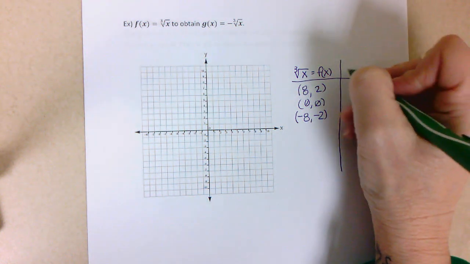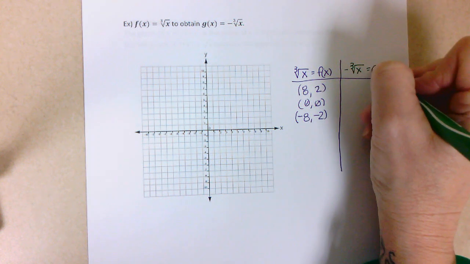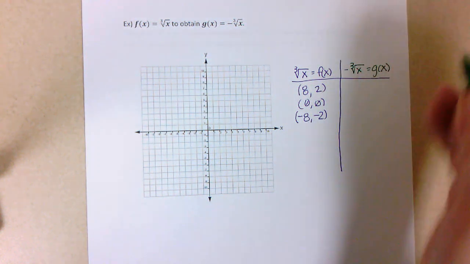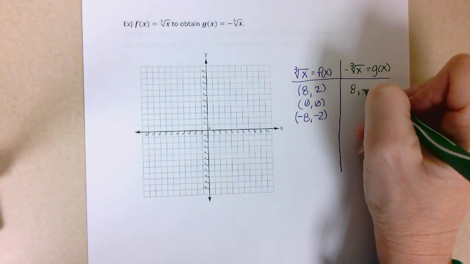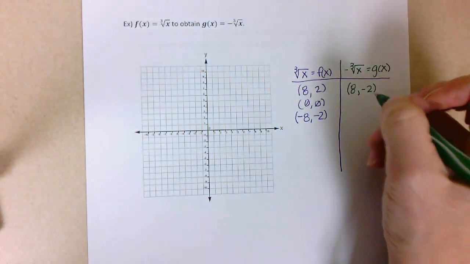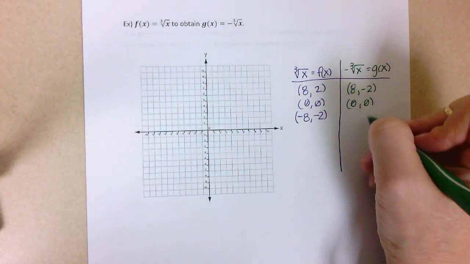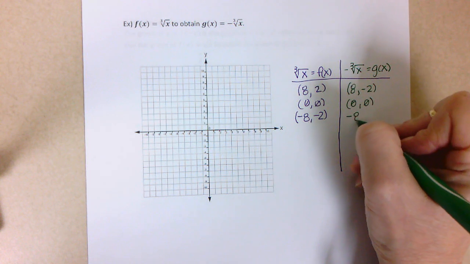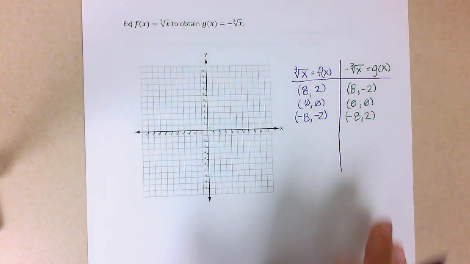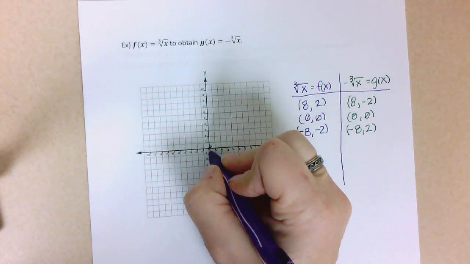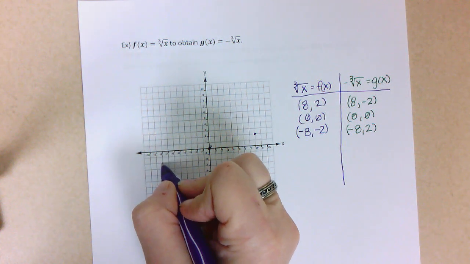Over here, we're going to have negative cube root of x. Plug in 8, we're going to get negative 2. Plug in 0, well again we get 0. And then if we plug in a negative 8, we're going to get a positive 2. Okay, so let's graph the first one. Start at the origin. If we have 8, we're going to get 2, and negative 8, negative 2.